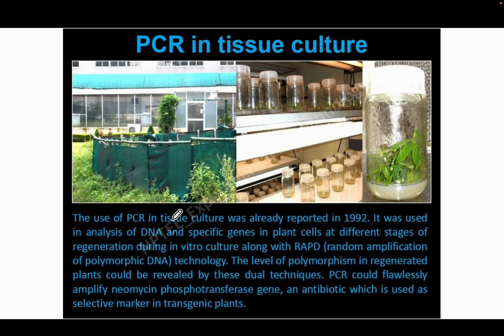PCR in tissue culture. The use of PCR in tissue culture was already reported in 1992. It was used in analysis of DNA and specific genes in plant cells at different stages of regeneration during in vitro culture, along with random amplification of polymorphic DNA. The level of polymorphism in regenerated plants could be revealed by these dual techniques. PCR could flawlessly amplify the neomycin phosphotransferase gene, an antibiotic resistance gene used as a selective marker in transgenic plants.